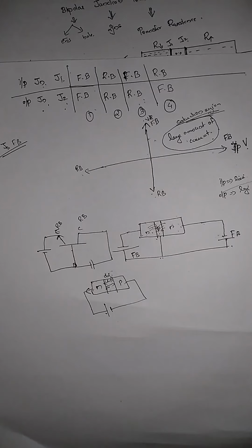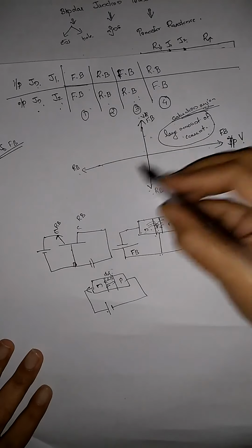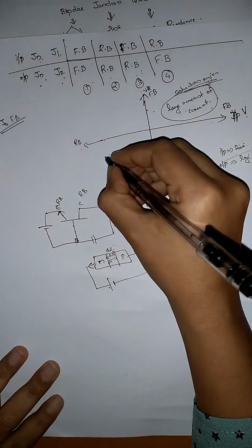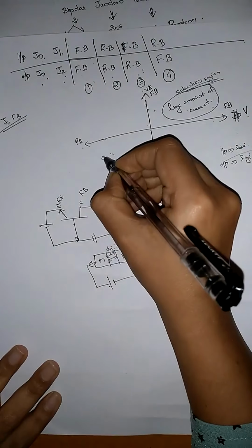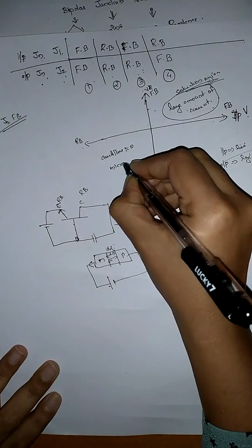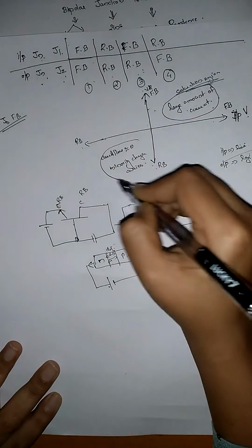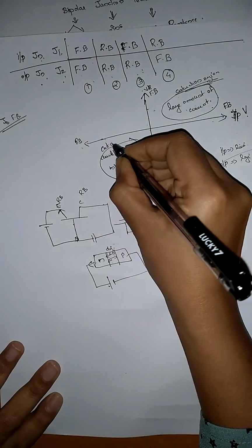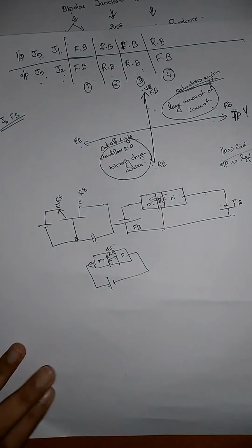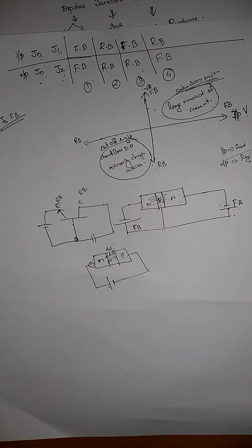There will be approximately no current flow through the transistor when both the junctions are reverse biased. So a very small amount of current flows, or the current flow is almost equal to zero, and the current flow is due to minority charge carriers. In this region there is no current flow, so I can call it the cutoff region. So this is the cutoff region. The cutoff region occurs when both the junctions are reverse biased.